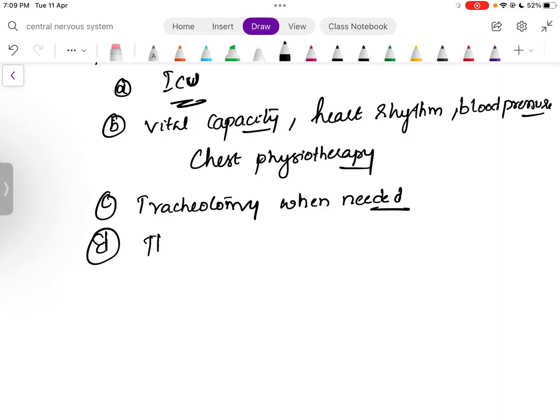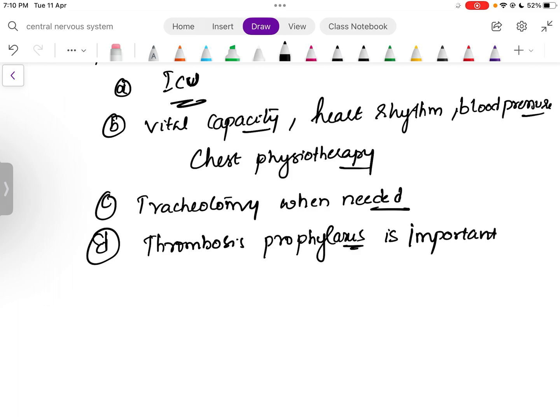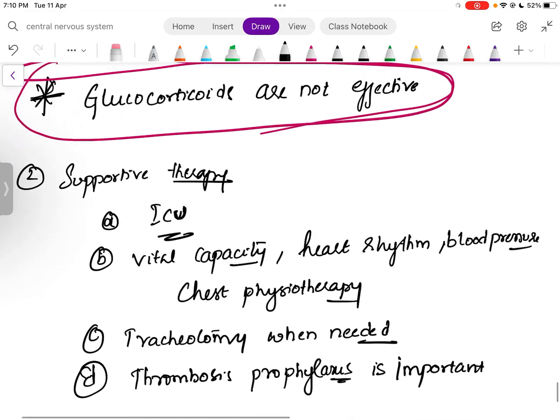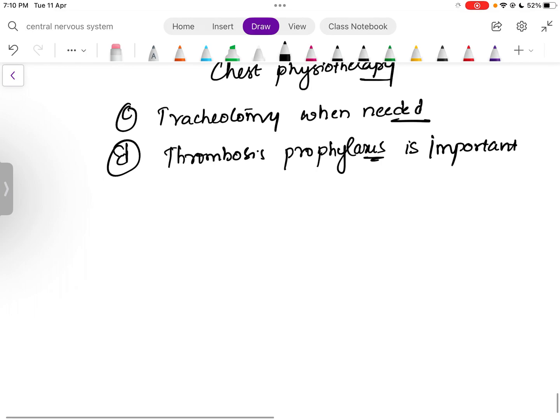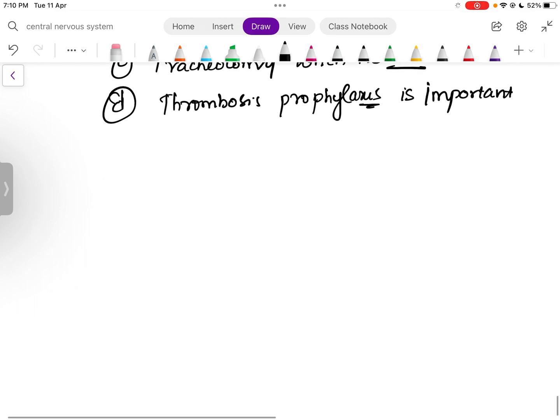You have to give thrombosis prophylaxis, because the patient will be resting on the bed continuously and there is a chance of DVT. Thrombosis prophylaxis is very important in Guillain-Barre syndrome. These are the treatment parts.